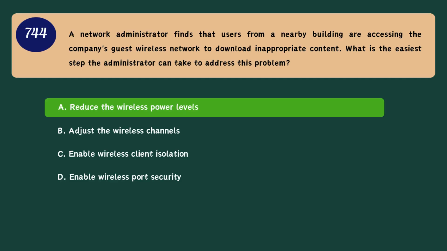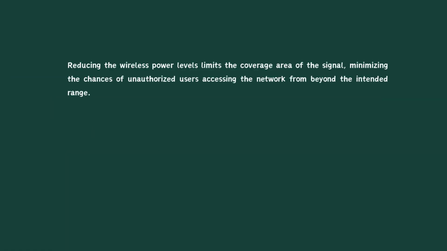Correct answer: A. Reduce the wireless power levels. Reducing the wireless power levels limits the coverage area of the signal, minimizing the chances of unauthorized users accessing the network from beyond the intended range.